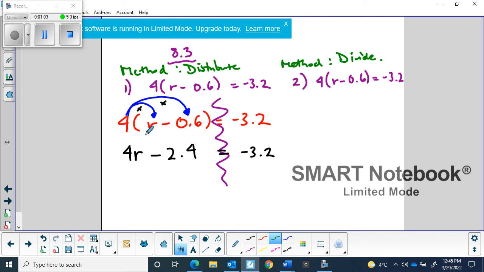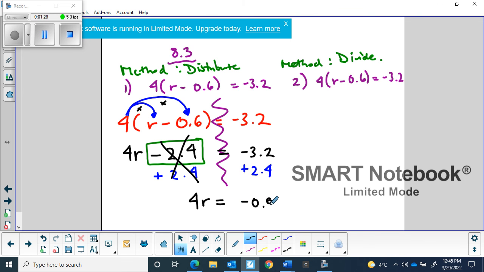And now we're in a position where we use the same 2 steps we learned back in the previous chapter. We want to get rid of our constants first. And we always take the sign in front of the constant. So if this is minus 2.4, the opposite would be plus 2.4. Then what we do to one side, we have to do to the other side. When I do that, the 2.4 is gone. All we're left with is a 4r. And negative 3.2 plus 2.4 is negative 0.8.